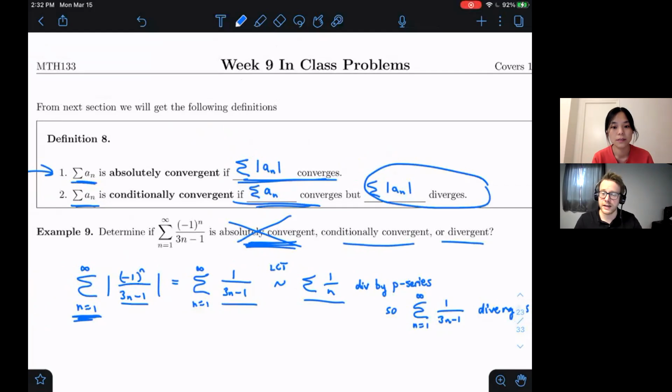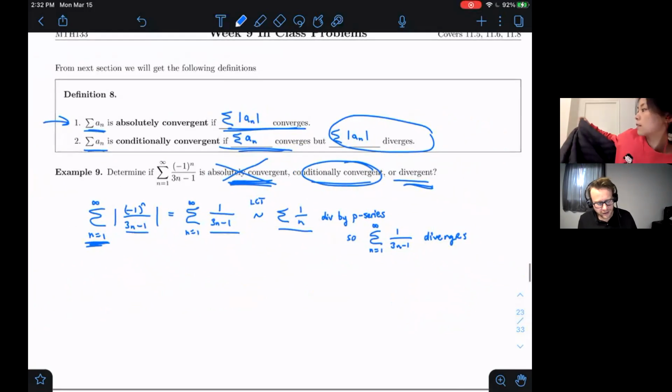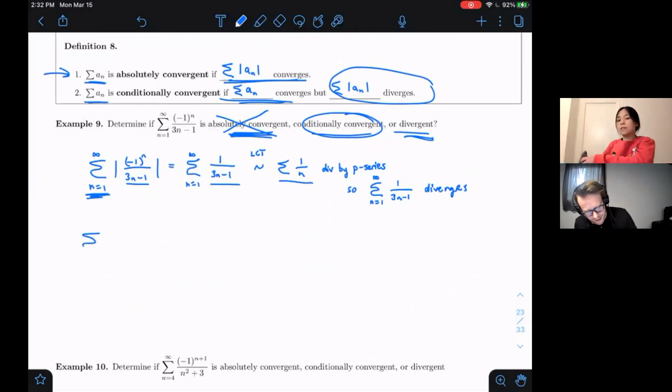If the answer is that it diverges, well, then it's just straight up divergent. But if it converges, then that means that it's going to be conditionally convergent. By the way, this one ends up being conditionally convergent. That will be our answer at the end of this. And in order to prove that, of course, we're going to use the alternating series test.